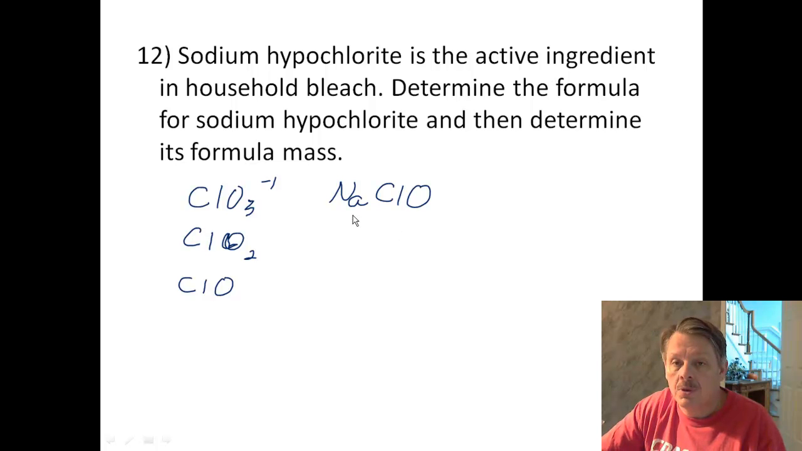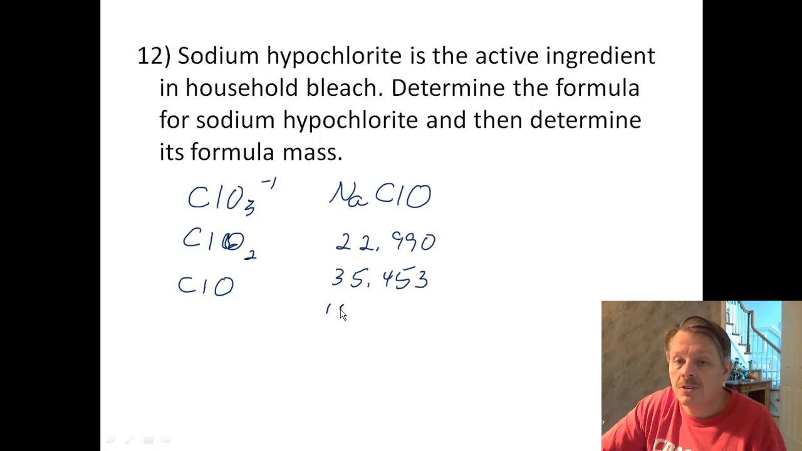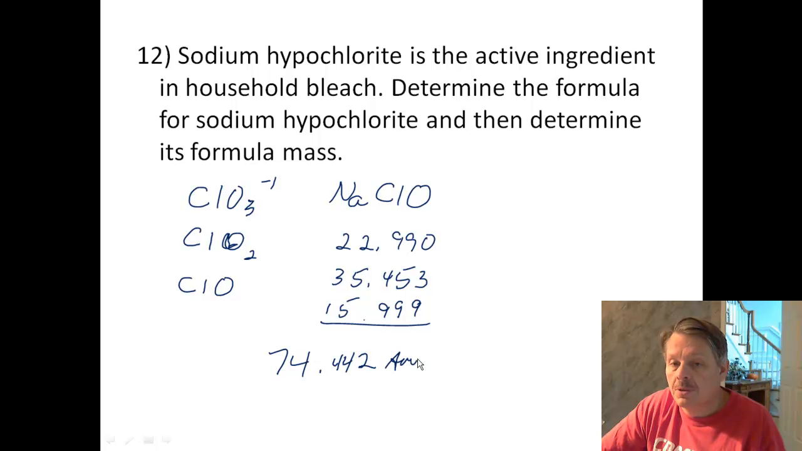And so I have to look up the mass of each one of these. Sodium is 22.990, and chlorine is 35.453, and oxygen is 15.999. If I add them all together, I get 74.442 atomic mass units.